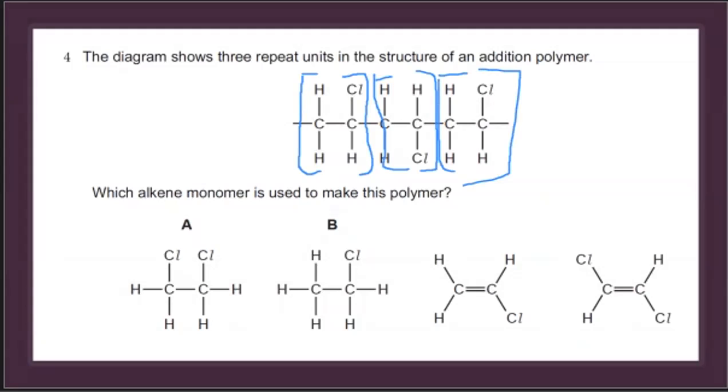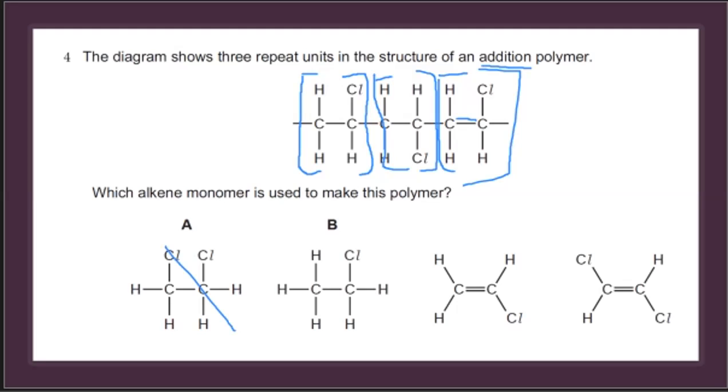All right. Which alkene monomer is used to make this polymer? It is an addition polymer, so that means a double bond was broken. So we take one of these structures and we're going to add back the double bond to it.